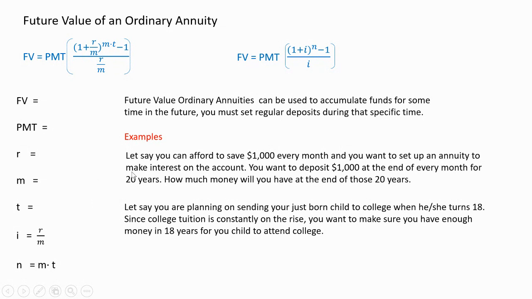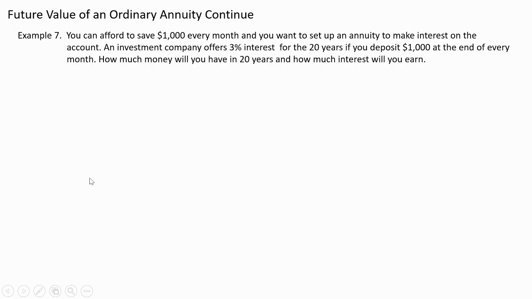Okay, now the next two examples that I'm going to cover, these two scenarios here, so you can know exactly how they work. Okay, now example number 7. Say you can afford to save $1,000 every month, and you want to set up an annuity to make interest on the account. An investment company offers 3% interest for the 20 years if you deposit $1,000 at the end of every month. How much money will you have in 20 years, and how much interest will you earn?